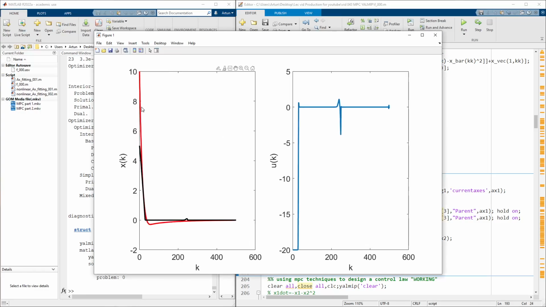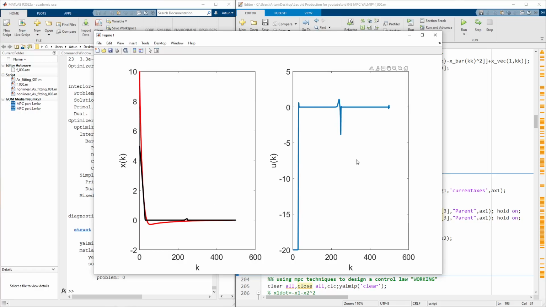The red line indicates the x1 trajectory, and we know that x1 starts from 10 and x2 starts from 5. Here we can see that. The black line indicates the x2 trajectory. And now we are looking at u, the input trajectory. This is the input signal that we need to apply to our system to drive the states to 0.